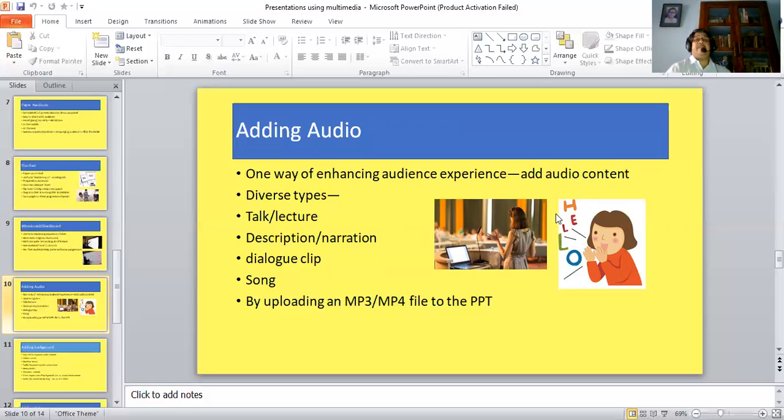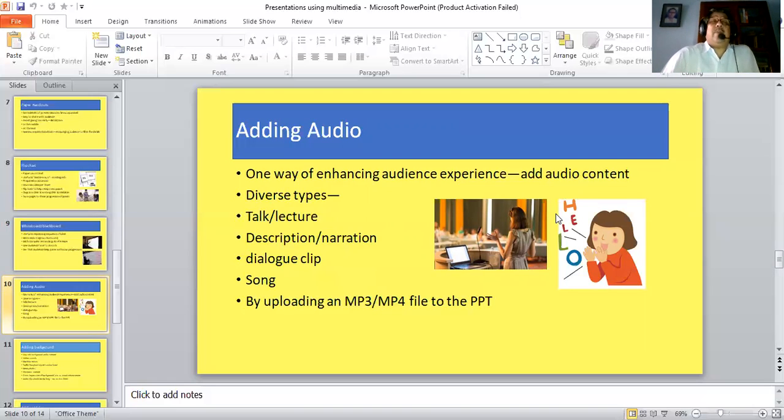I can add a bit of narration or description, like, for example, of a place or of a person. Or I can even add an audio clip of a dialogue from a drama, or maybe a dialogue between different people. I can even add a song. So there are different types of audio files, often in the form of MP3 or MP4 files, which can be uploaded to the PowerPoint. Uploading is easy.